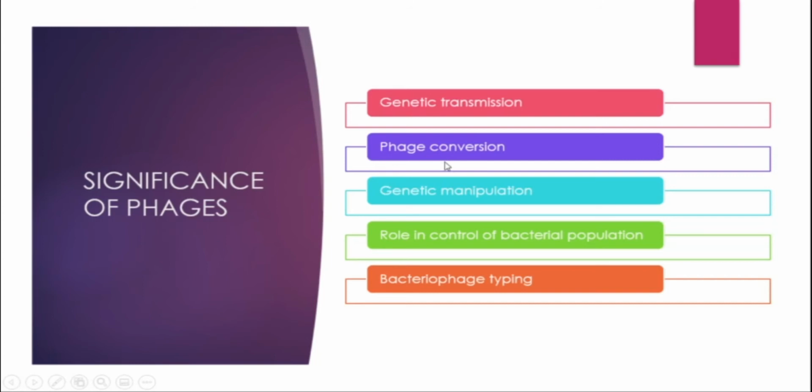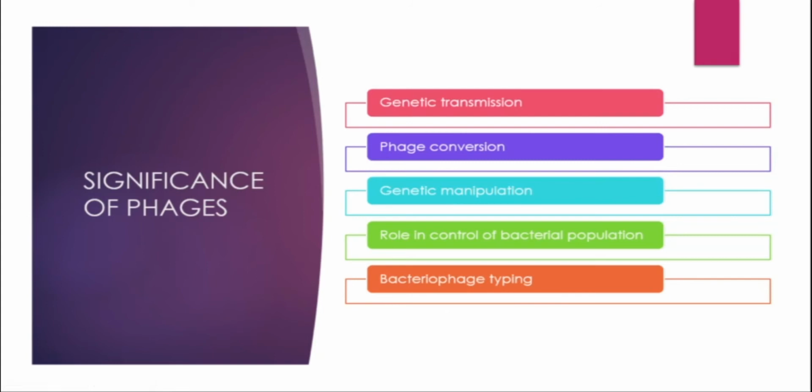Through genetic transmission and transduction, there will be some slight changes in bacterial characters, and that comes under the heading phage conversion. So we have genetic transmission, which is followed by phage conversion. Phage conversion means change in bacterial characters as a result of the involvement of bacteriophages over their population.